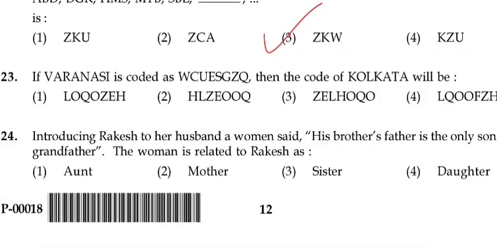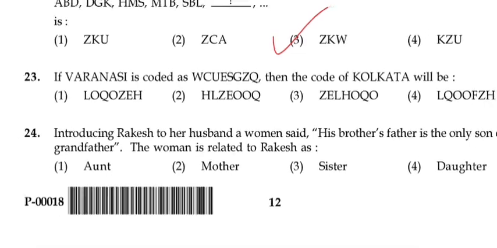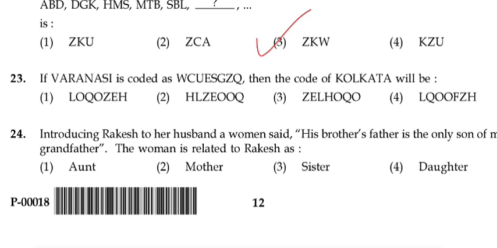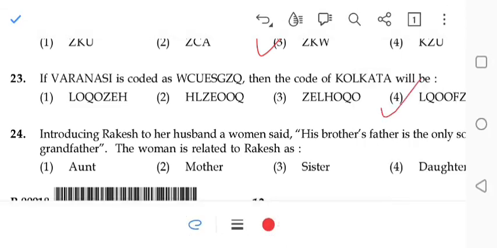Number 23. If Varanasi is coded as WCUESGZQ, then the code of Kolkata will be what? LOQOZEH, HLZEOOQ, ZELHOQO, LQOOFZH. Number 23, number 4 will be correct.